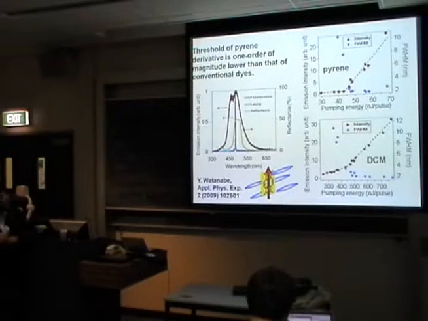And another interesting thing is, in this case, the transition dipole is along this direction, not this direction. So the lasing occurs at the higher energy edge, contrary to the normal dye.